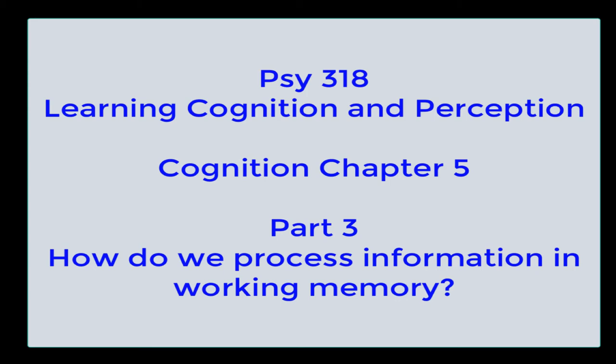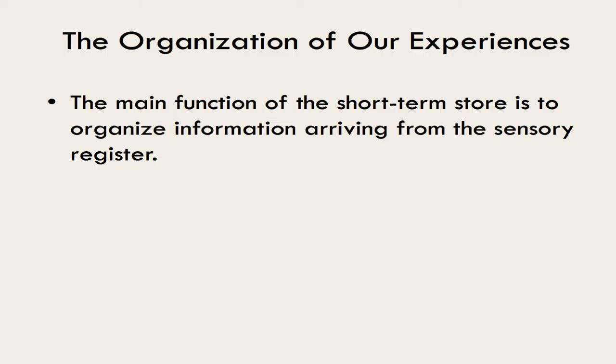Okay, so let's continue with Chapter 5, looking at Part 3. We're going to be focusing now on some of the ways that we can process information within short-term memory. If we think of what short-term memory is about, it's about organizing all the information coming in from the sensory register and making sense of that.